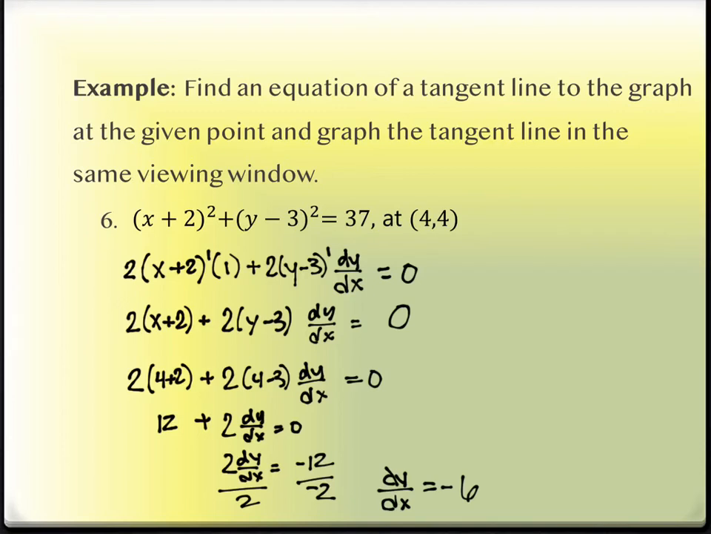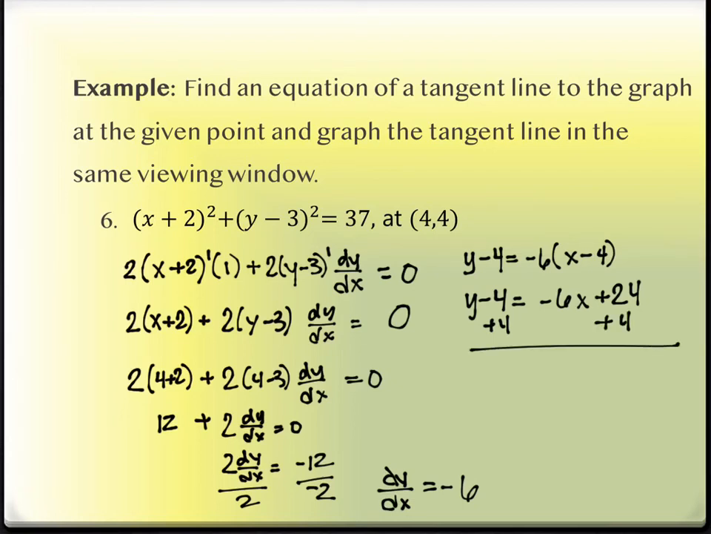The point is 4, 4. Yeah? So we have a slope of -6. We have the xy value of 4, 4. So y minus 4 equals m, which is -6, times x minus 4. And we can add our 4. So y is equal to -6x plus 28.